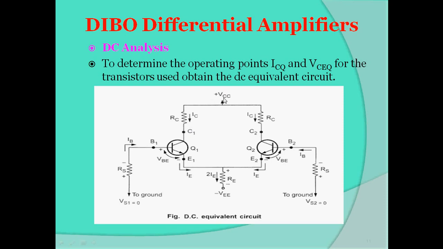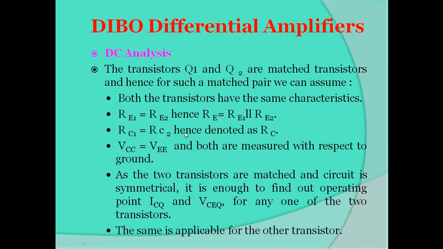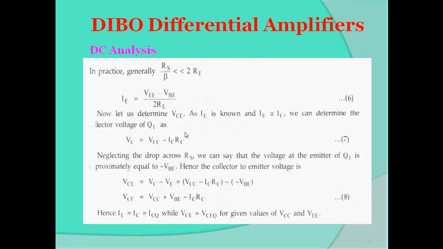And voltage at collector VC: as we are supplying plus VCC, and the voltage drop across RC is RC into IC, the available voltage at this point is VCC minus ICRC. That is the voltage available at the collector. So we will go to the equation to find the collector to emitter voltage. To determine this, VC is written as VCC minus ICRC.